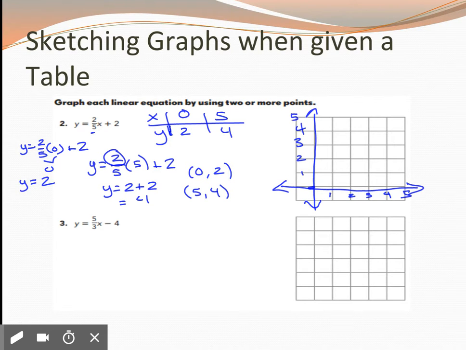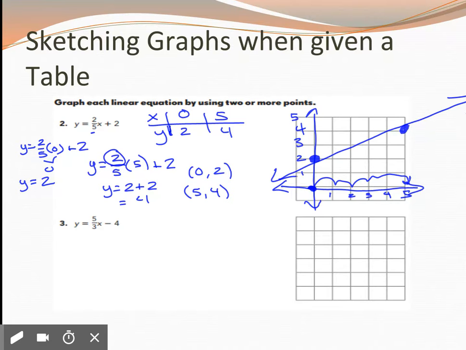So my first point is 0, 2. So I'm staying here and not moving left or right and just going up 2. So that's my first point. And my second point is 5, 4. So I go all the way over on the x-axis to my 5. 1, 2, 3, 4, 5, and wind up here and go up to 4. Draw my dot, and then connect my 2 dots.